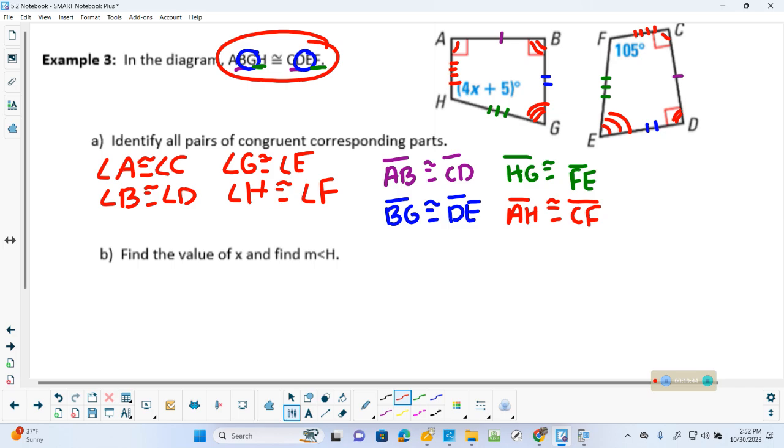Does your arm hurt from writing so much? Mine kind of does. All right, any questions on any of the labeling? Not hard, just time consuming.